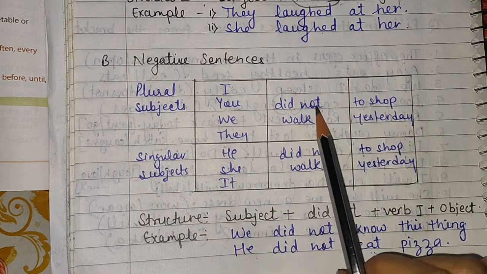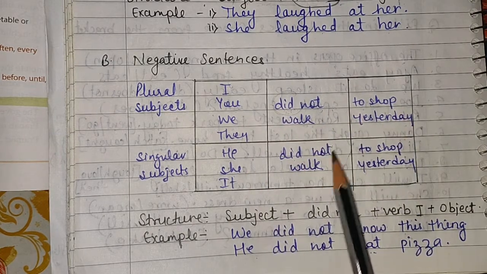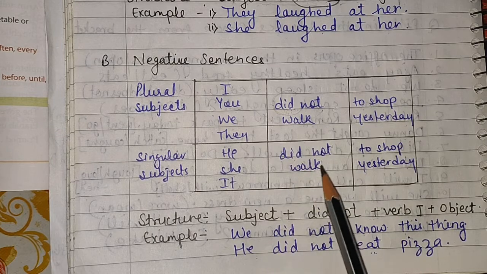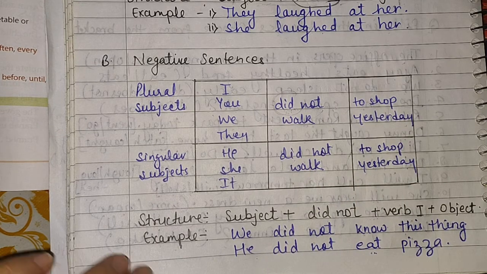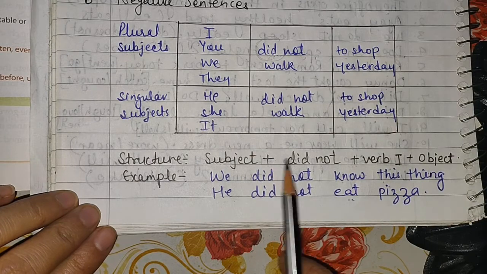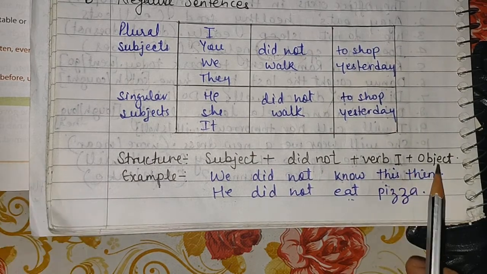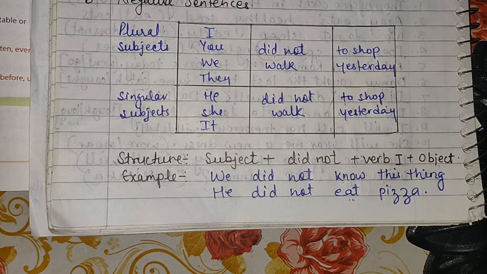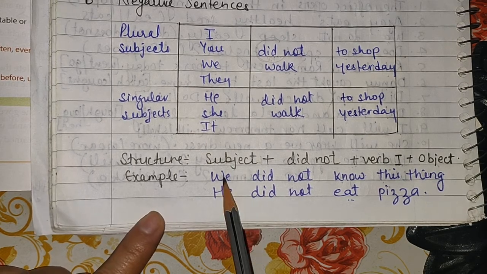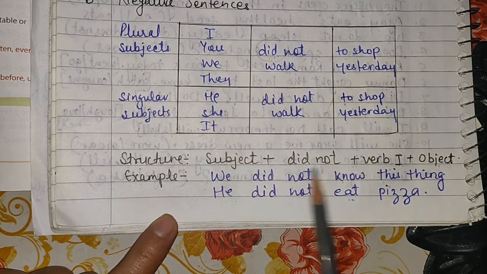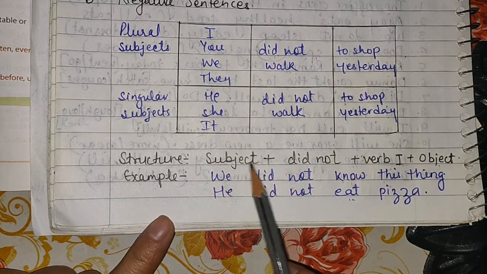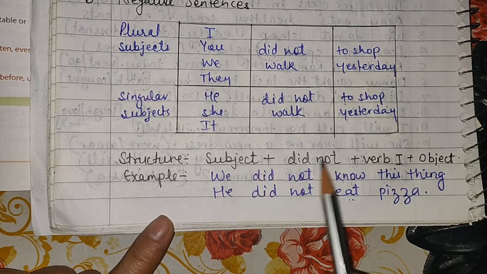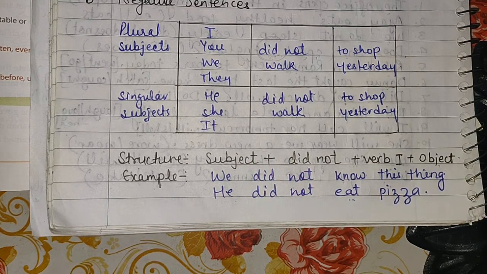I did not walk to the shop. He did not walk to the shop. She did not walk to the shop. Is that clear? So here you can see subject plus did not plus verb 1 plus object. This is your structure. And if you want to practice how to make sentences using these kinds of structures, what you will do, you will keep the subject, did not, just remove the plus and just add the words in the place of these structures. So your sentence will be formed.